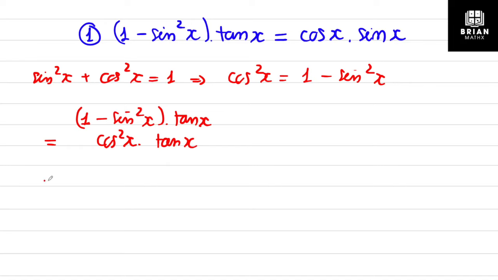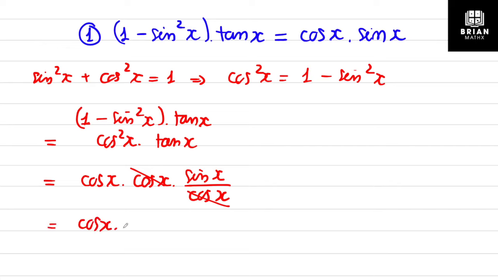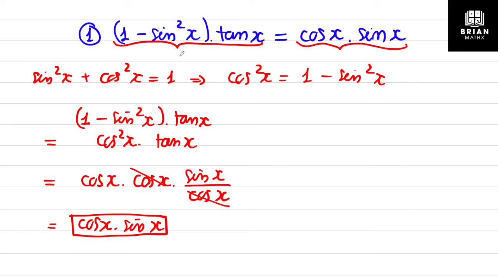So what can we do next? Cos square means cos x multiplied by cos x, and tan equals sin x over cos x. So we can simplify, because in the numerator we have cos x, and in the denominator we also have cos x. The result left is cos x multiplied by sin x. So after these steps, we changed from the left hand side to the right hand side. As I told you, very quick, very easy.